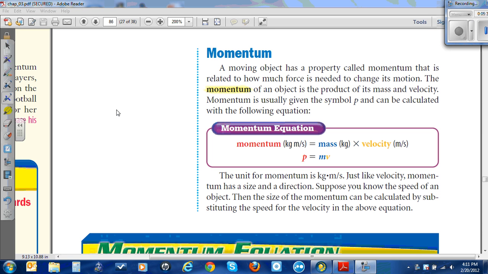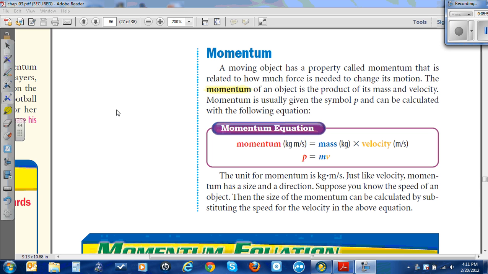Momentum. A moving object has a property called momentum that is related to how much force is needed to change its motion. The momentum of an object is the product of its mass and velocity. Momentum is usually given the symbol P and can be calculated with the following equation.